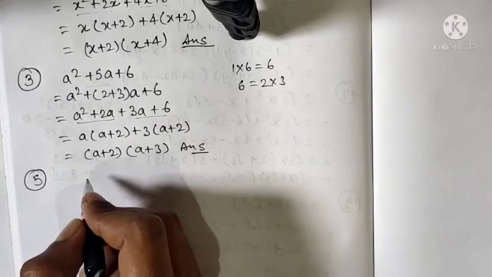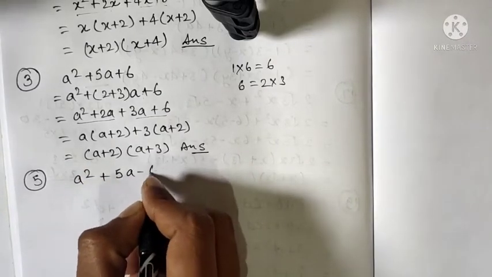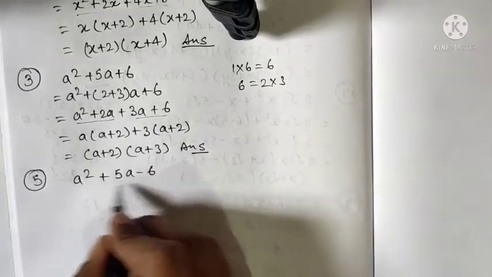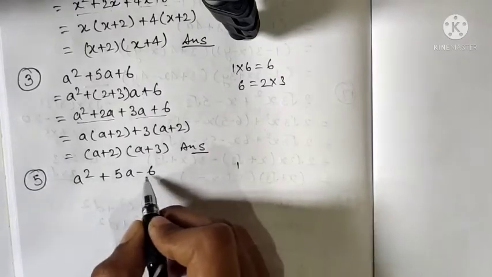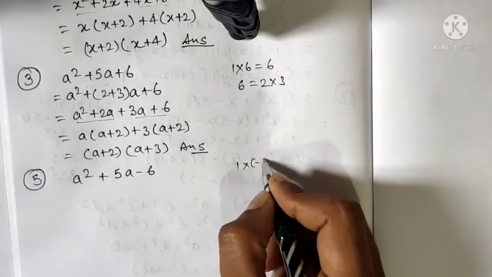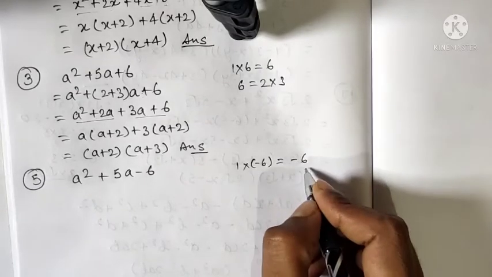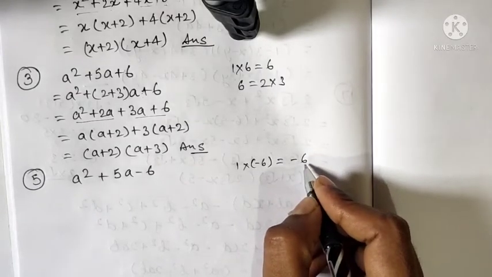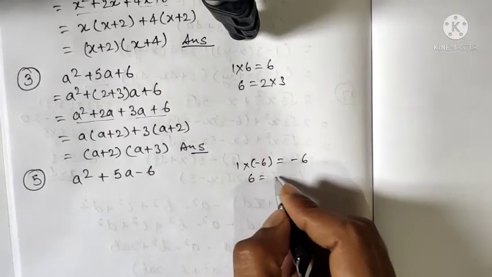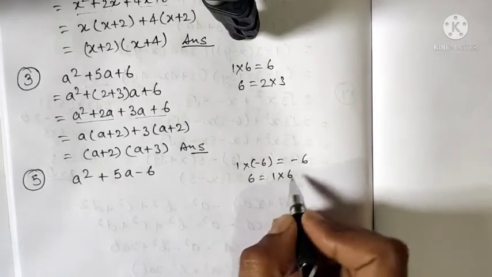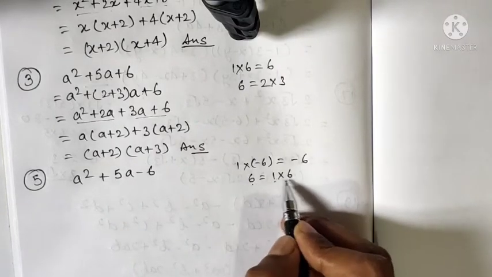Now question number 5. Question number 5 is a square plus 5a minus 6. Since it is also a trinomial, we will follow the same step, that is multiplying the coefficient of a square and the minus 6. Then it will be minus 6. Since the sign of 6 is negative, we have to find the factors of 6 in such a manner that their difference will be equal to 5. And as we know, 6 is equal to 1 into 6, and 6 minus 1 is equal to 5, so we will put 6 minus 1 in the place of 5.